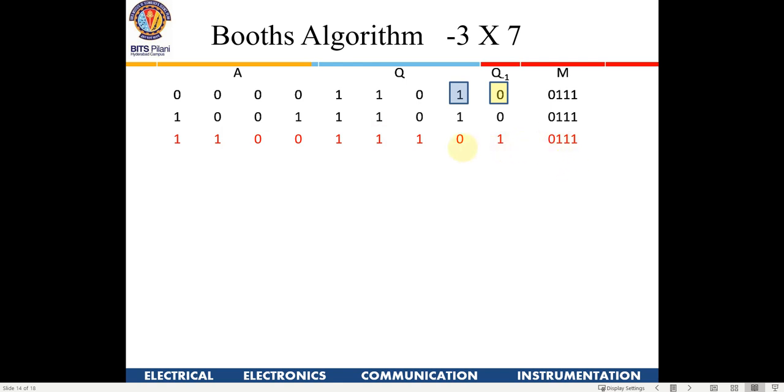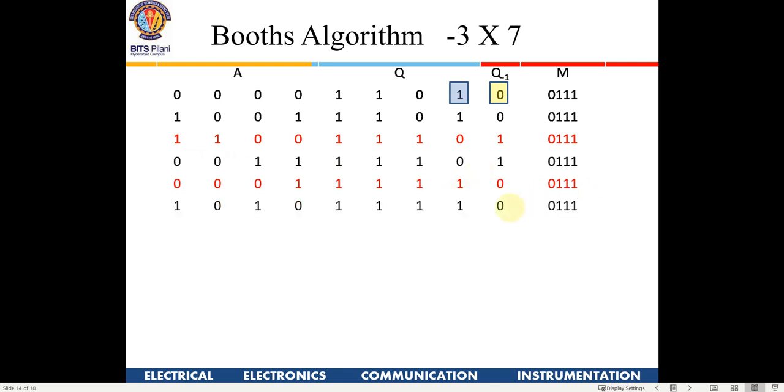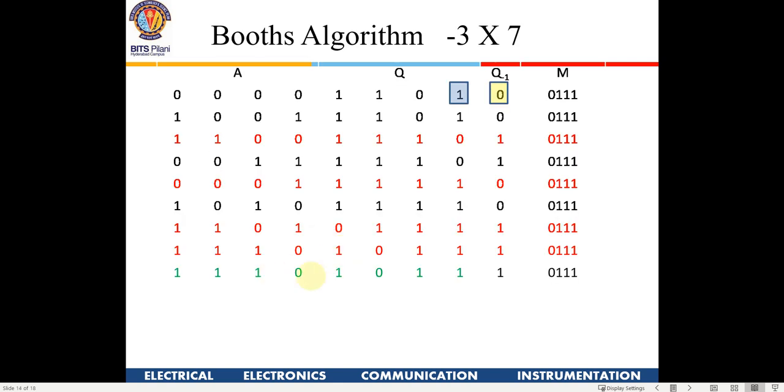And then again we have to view these two numbers, it is 0 1, so you will do an A minus M operation here, right? Then again you will do a shift operation, and here it is 1 0, so we do an addition operation here. Similarly we complete Booth's algorithm, and we get the final answer out here, right?